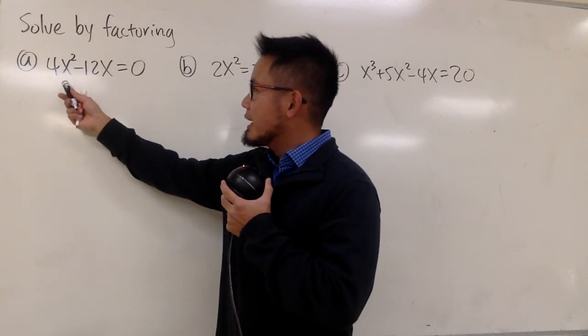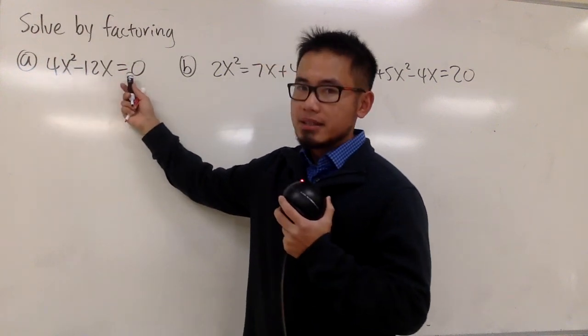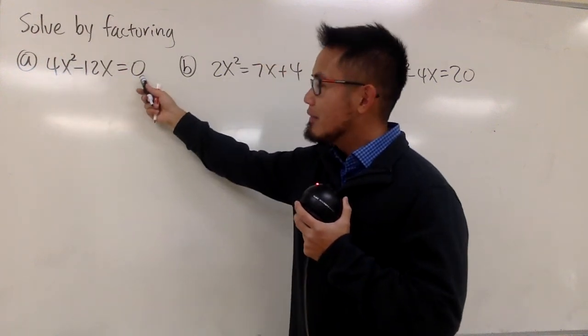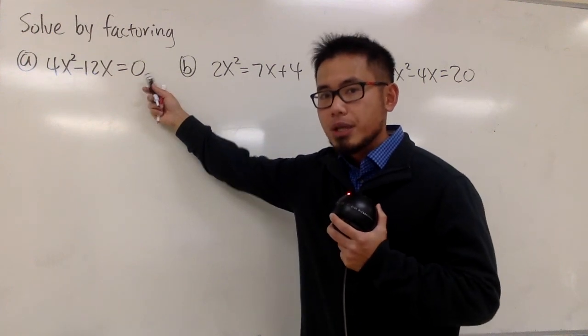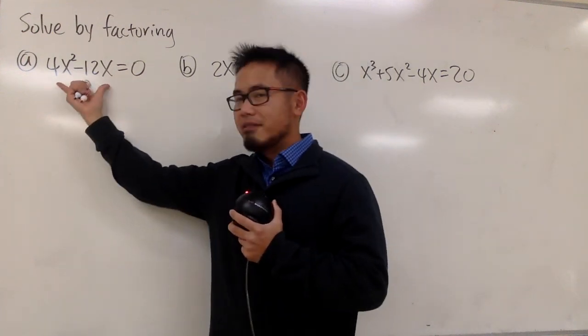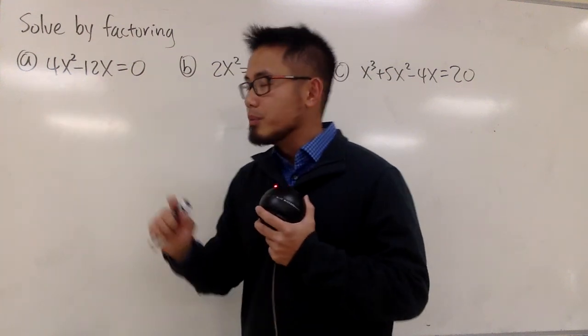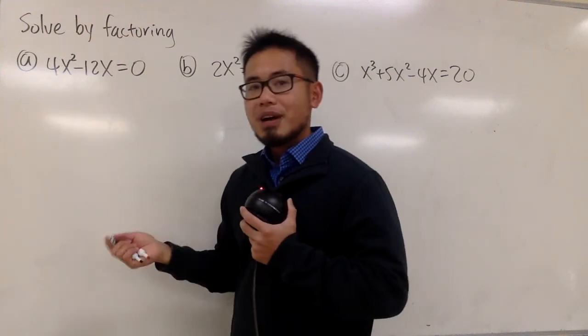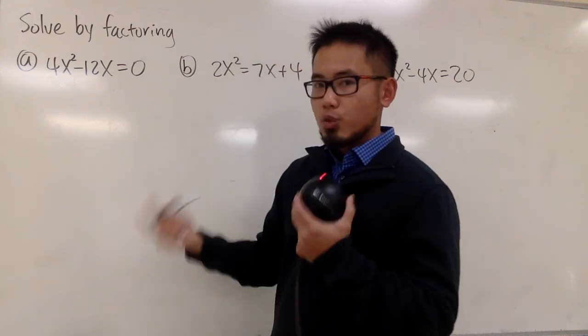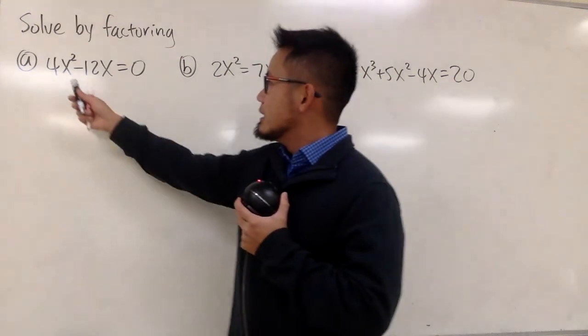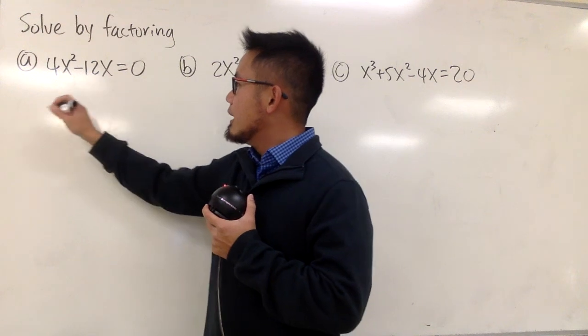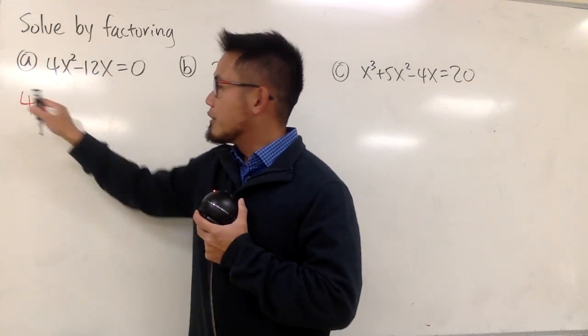We have 4x squared minus 12x, and that's equal to 0. And you see, we have the 0 that we want on this side already. Therefore, we can go ahead and factor this out. Okay, we have two terms, but you have to make sure that, hey, we can factor out the common factor, right? So we'll just factor out the greatest common factor first. Okay, we have 4 and 12. We can factor out the number 4 right here.